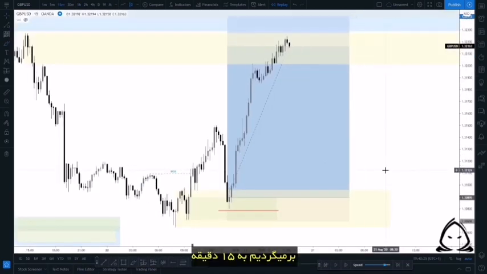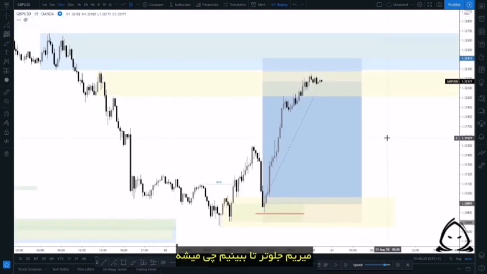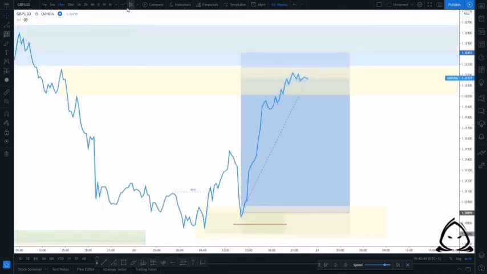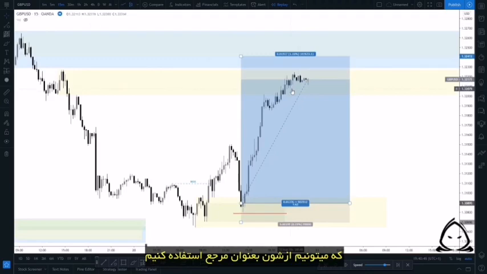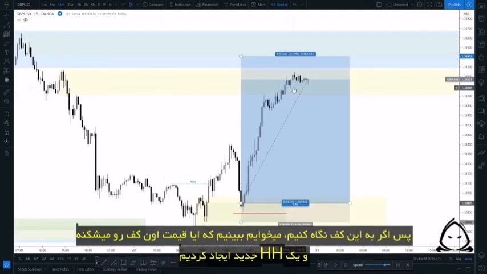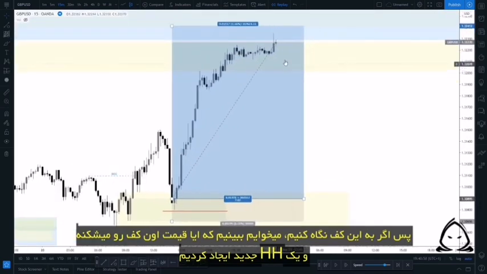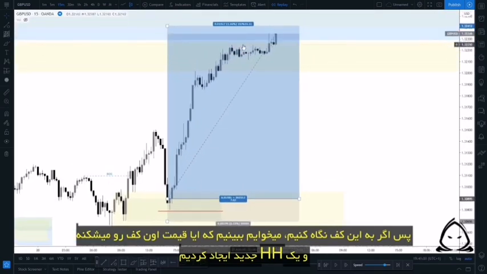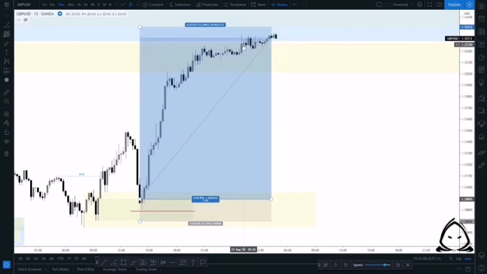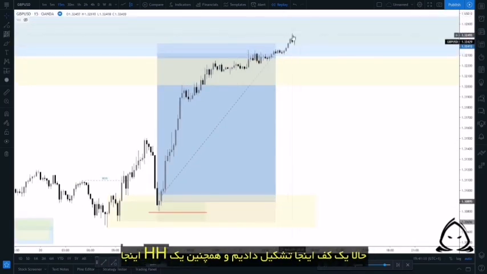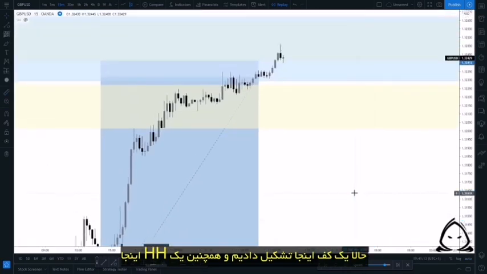So if we go back down to the 15-minute, we'll just keep playing price forward, seeing what happens. And as we can see, we've created a few small lows that we can use as reference points. So if we look at this low right here, we can see if price does break that low. And we've created a new higher high. Price just continues to push up to the upside. We've now created a low here, as well as a higher high here.